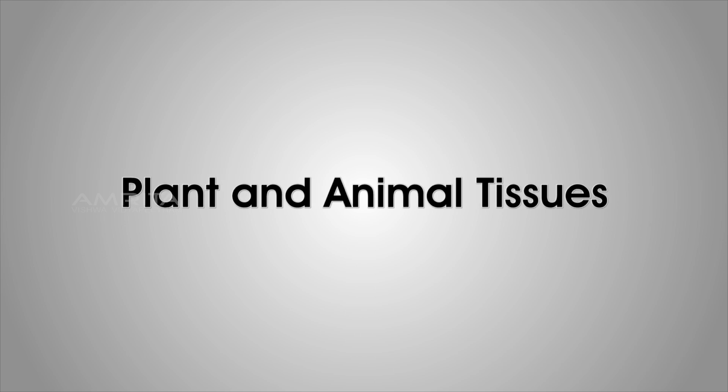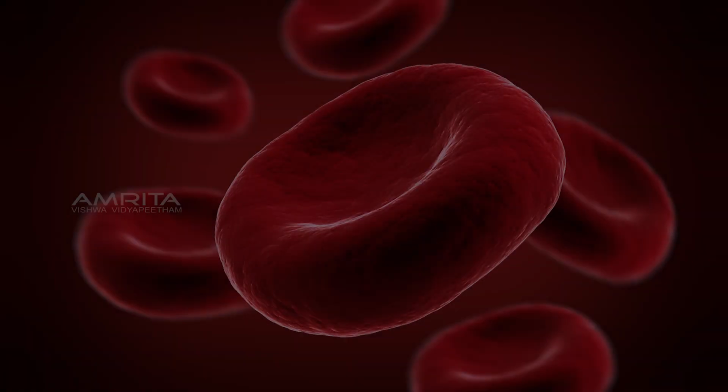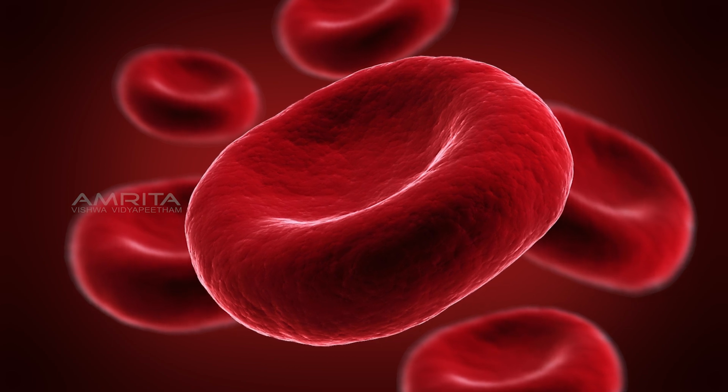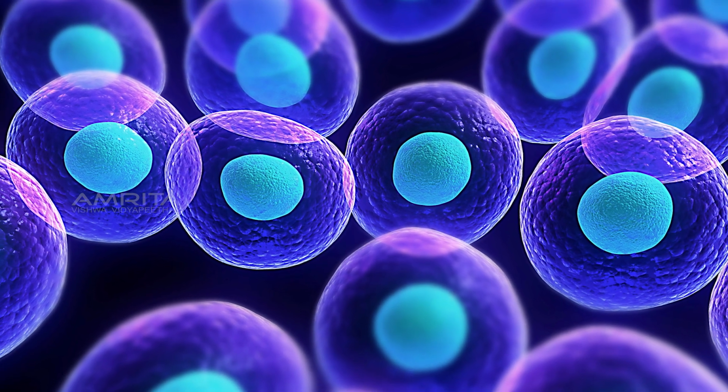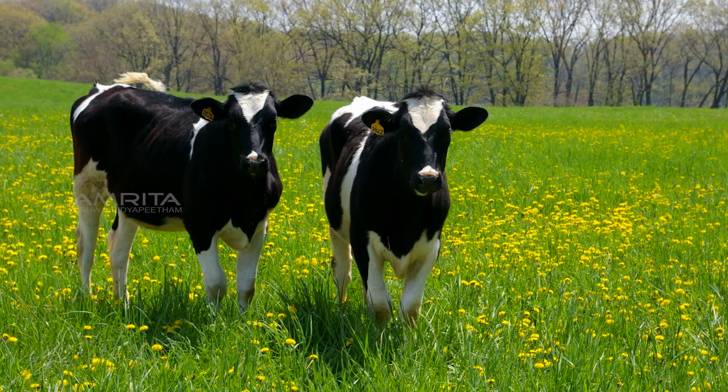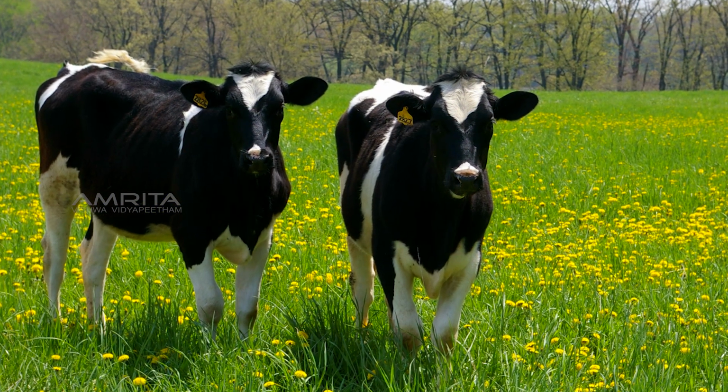Plant and animal tissues. Tissues are groups of cells that aggregate together based on similar structure and function. Animals and plants are made up of different kinds of tissues.